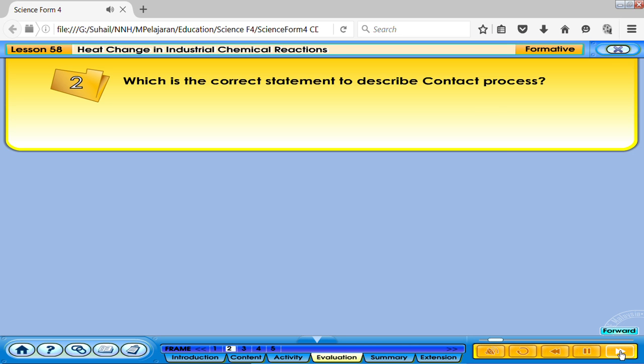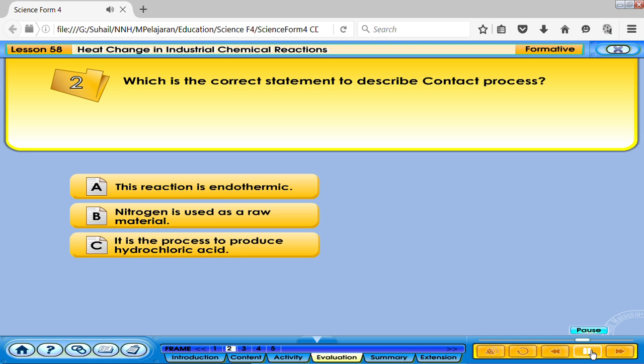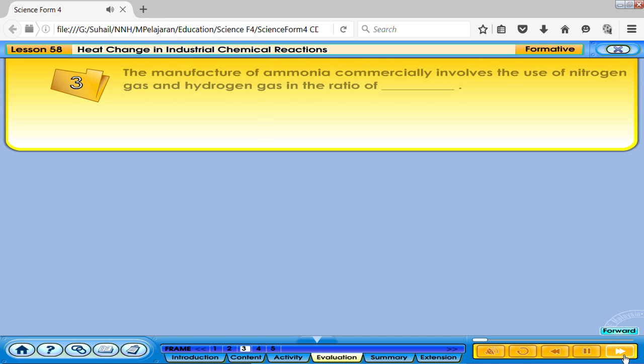2. Which is the correct statement to describe contact process? A. This reaction is endothermic. B. Nitrogen is used as a raw material. C. It is the process to produce hydrochloric acid. D. Oleum is dissolved in water to produce sulfuric acid. Your answer is correct.